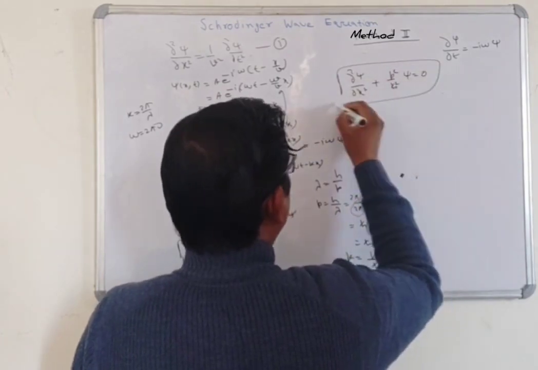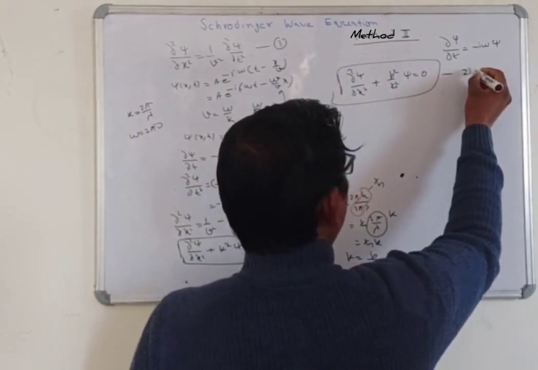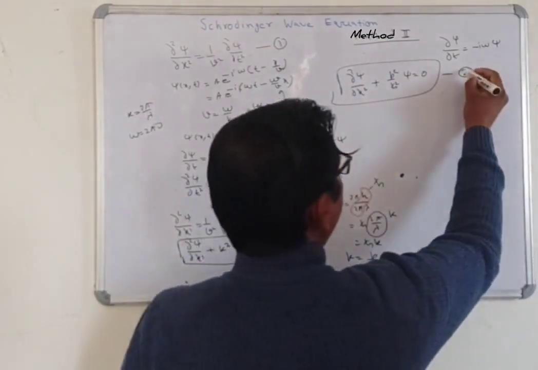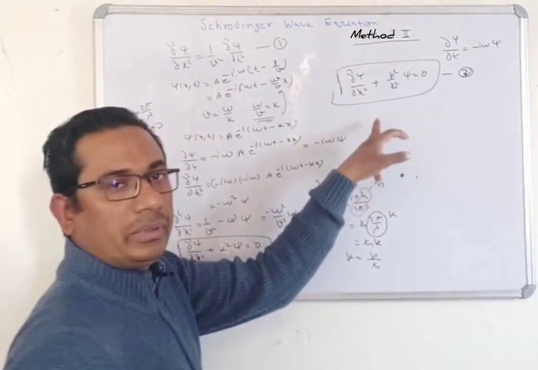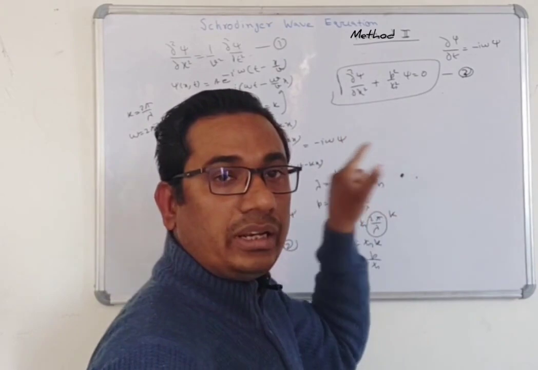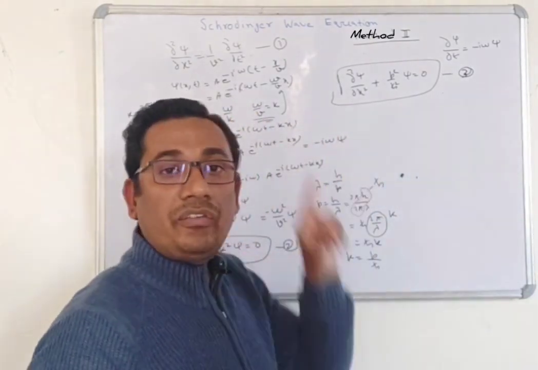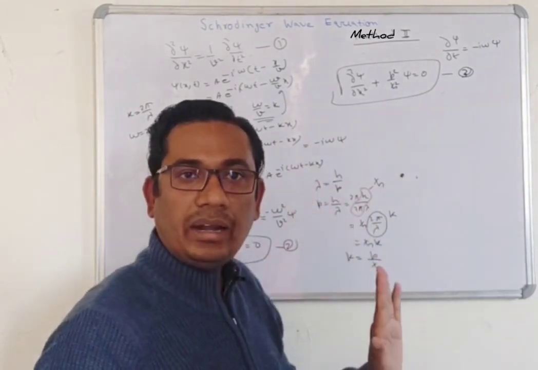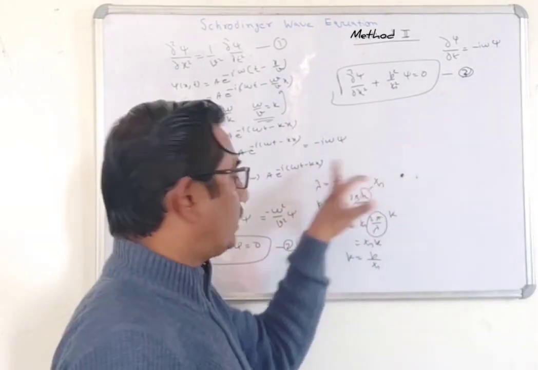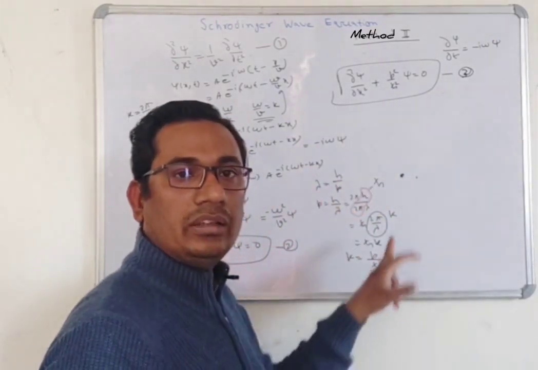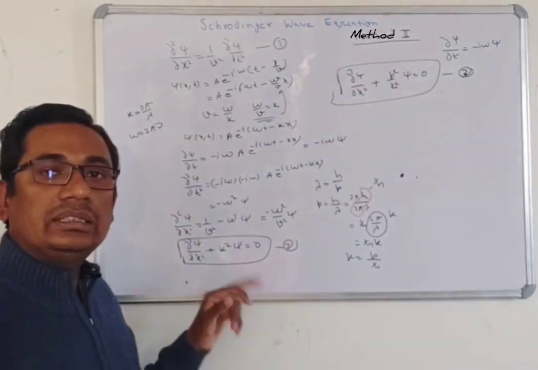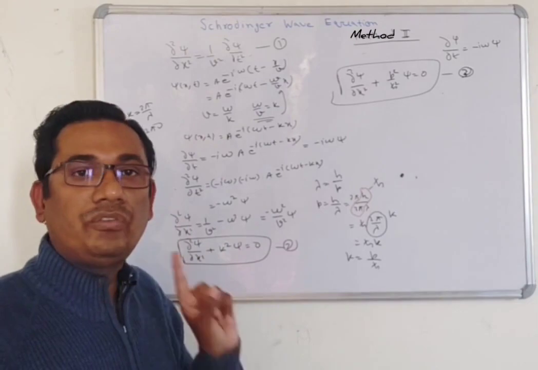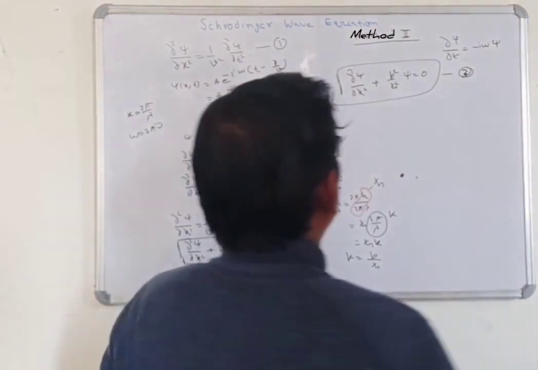Now this equation number is 1, this is 2, and this equation number is 3. Suppose that this equation number is 3. Now this equation is the wave function of a wave associated with a particle, because we used the concept of the de Broglie wavelength. Here equation 2 is simply a wave equation for a wave only.